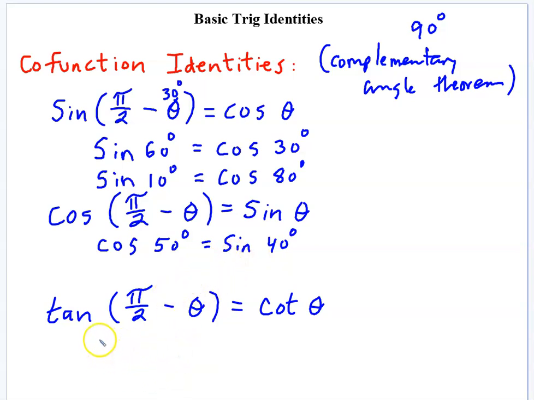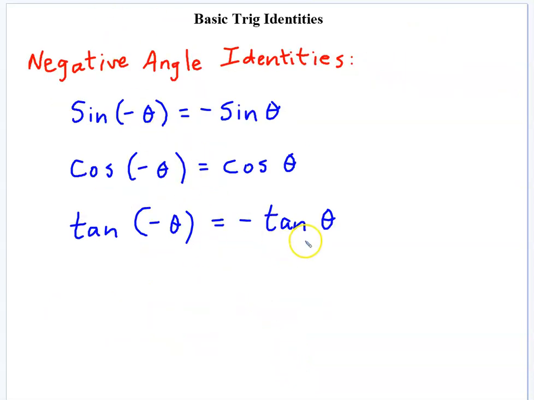And it works with tangent as well. Tangent 15 degrees is the same thing as cotangent 75 degrees. 75 is the complement to 15. They add up to 90. Okay, and it goes the other direction as well, of course. Okay, so those are co-function identities. And then one more list of identities that sometimes prove useful, negative angle identities.